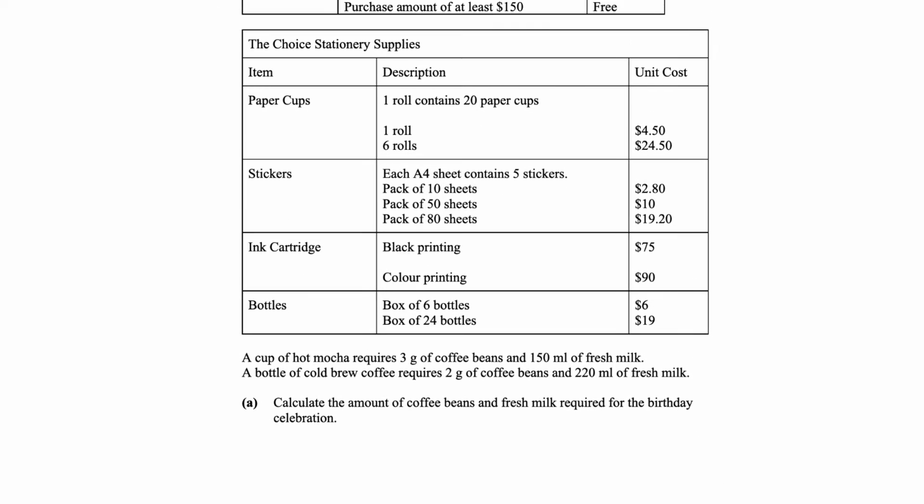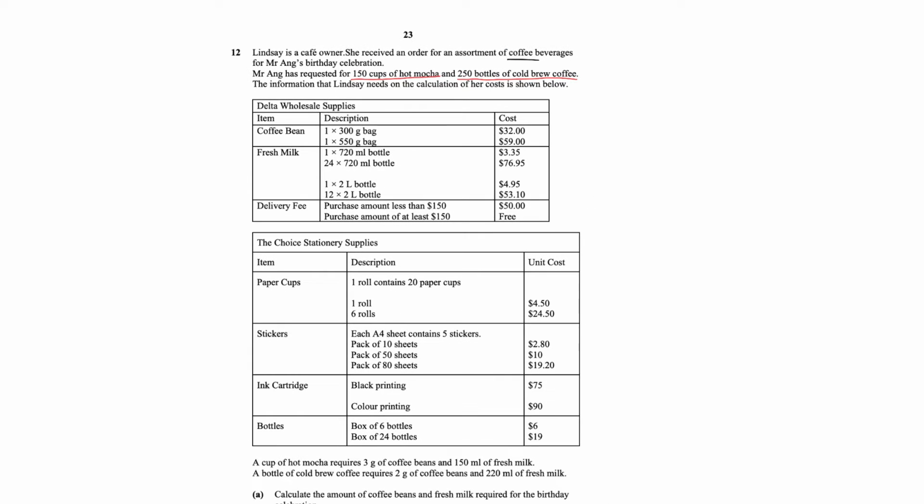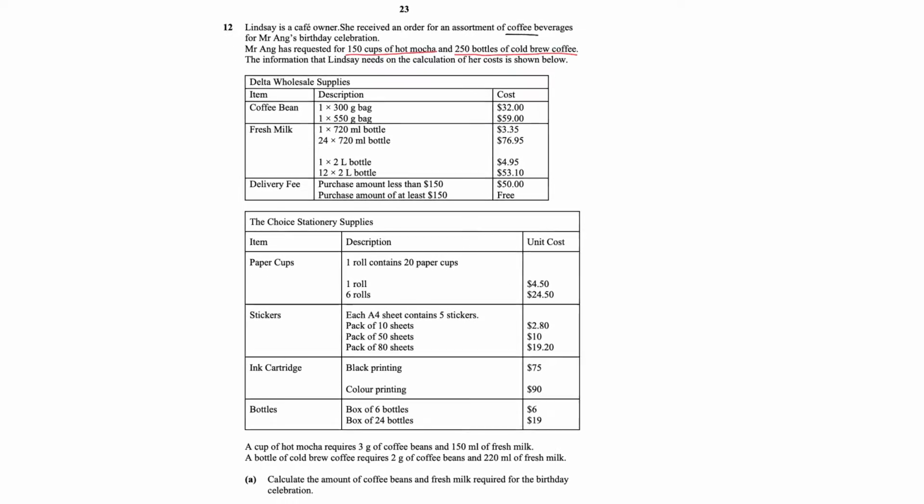And then they say that a cup of hot mocha requires 3 grams of coffee beans and 150 ml of fresh milk. And a bottle of cold brew coffee requires 2 grams coffee beans, 220 ml of fresh milk. Now they say calculate how much coffee beans and fresh milk I need for the birthday celebration.